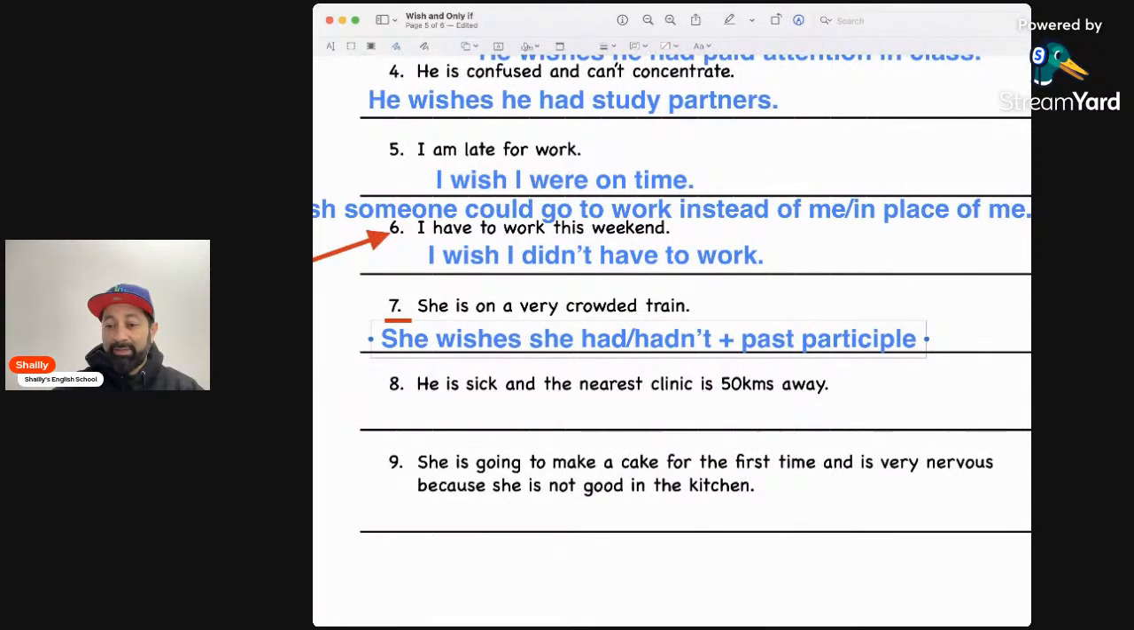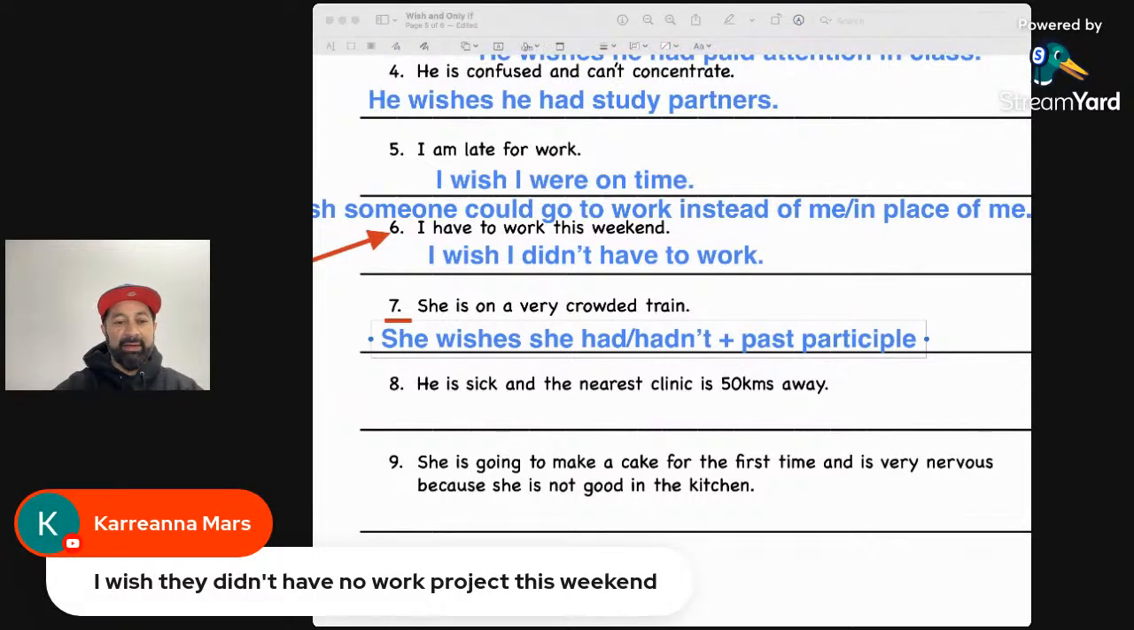All right. Karina has an answer for number 6. I wish they didn't have no work project this weekend. So I would just say no, we don't have to have no work. I wish we didn't have a project this weekend. Okay, one more time, Karina. I wish we didn't have a project this weekend.